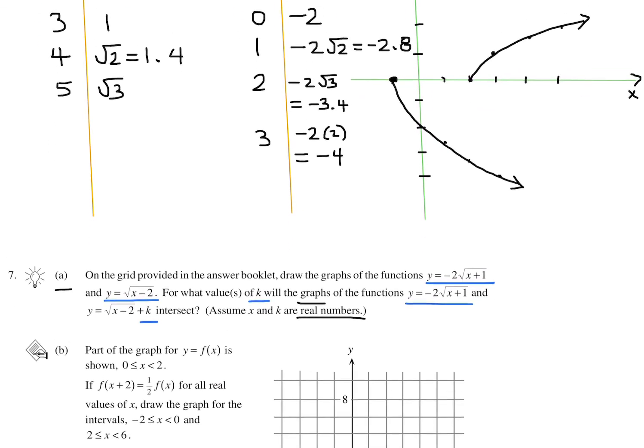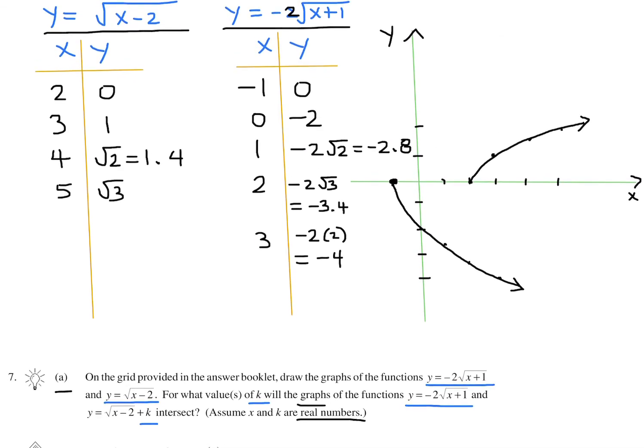Now let's turn our attention to what they ask next, which is, for what value of k will the graphs y equals minus 2 root x plus 1 and y equals root x minus 2 plus k intersect? It's a good question because currently these graphs don't intersect, and by the nature of these graphs, they will never intersect, because this keeps going in that direction, getting higher and higher, and this keeps going in this direction, getting lower and lower.